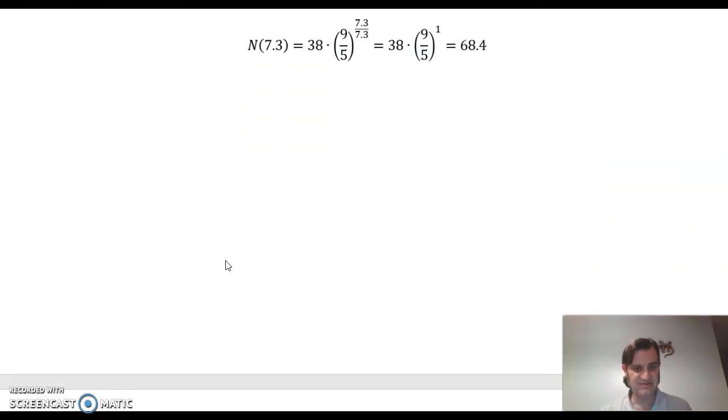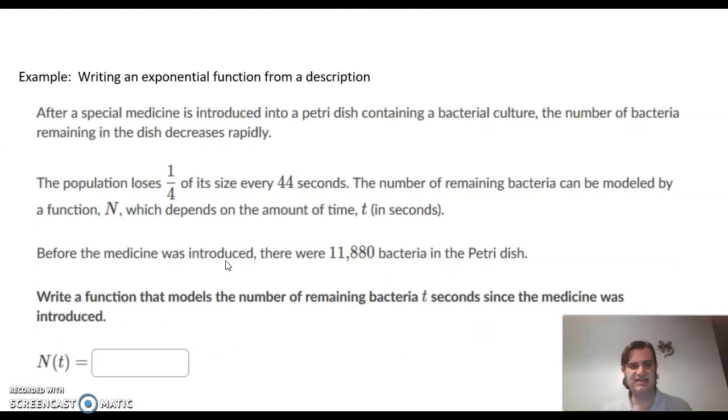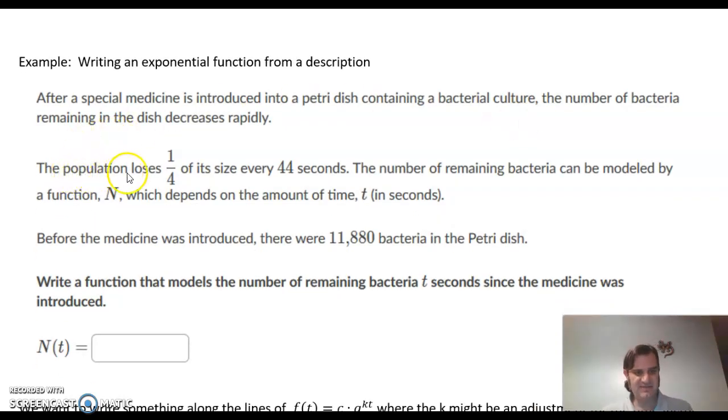Let's see if we've got another example down here. Yes. Here, I think this is my last example, but we also want to write an exponential function from a description. It says we have medicine in a petri dish, and the number of bacteria remaining in the dish decreases rapidly. So basically we've got some bacteria in a dish, and we're going to put some medicine in there, and it's going to start killing off the bacteria. Let's see what it says here. It says the population loses 1/4 of its size every 44 seconds. So that's two good pieces of information.